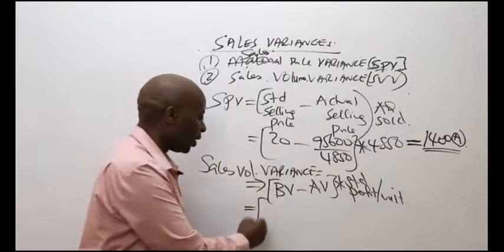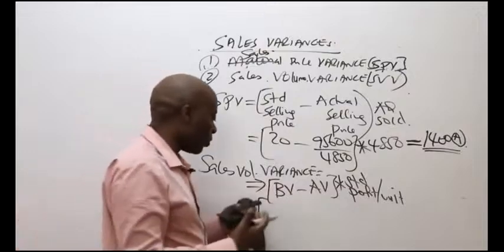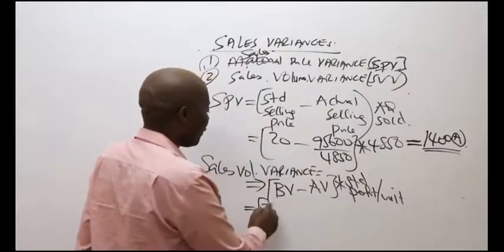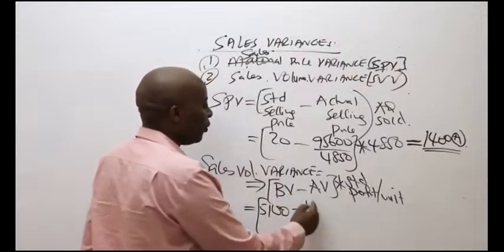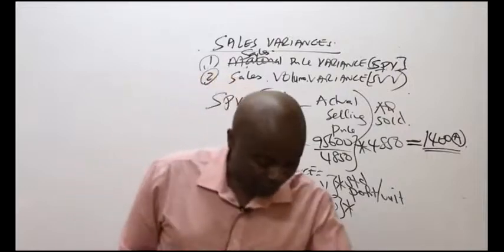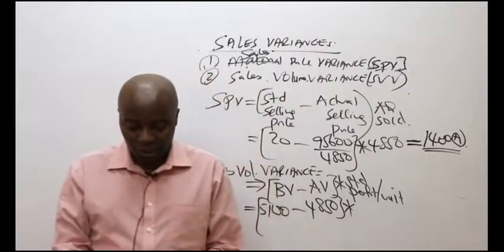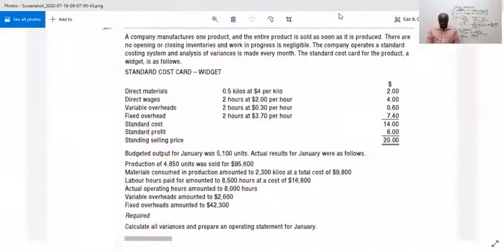So come and give us the budgeted volume, the volume of production. The volume which we are planning to produce was 5,100 minus the actual volume, which is 4,850. From the standard card, is there somebody who is able to see the standard profit per unit? Please pin the question for them. Somebody talk to me. By talking to me like this, you could very easily get a present. So standard profit per unit, what do we have there, somebody?